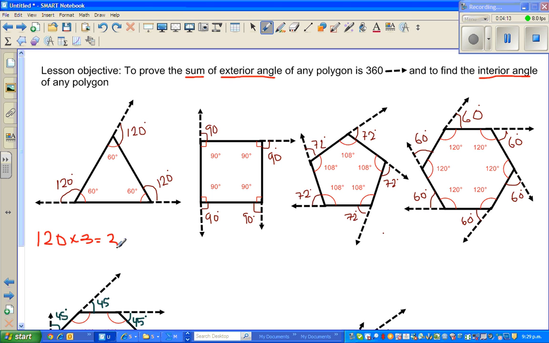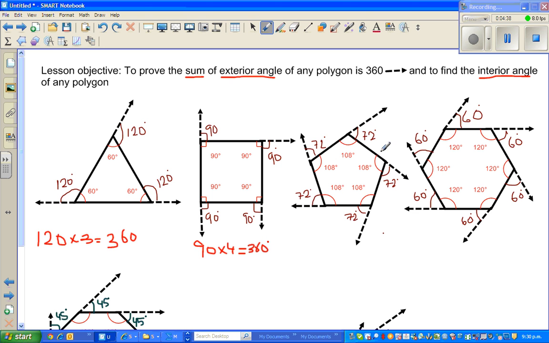Now, if you go to the square, each exterior angle is 90 degrees. So you add all the exterior angles, that means you add 90 four times, which is the same as multiplying 90 with 4. That also gives me 360 degrees.